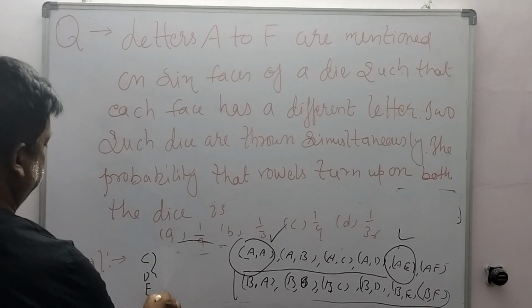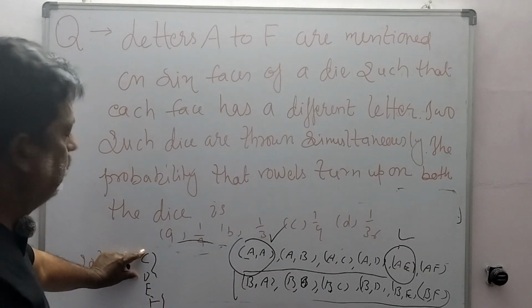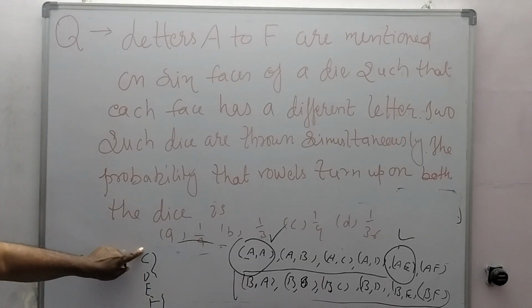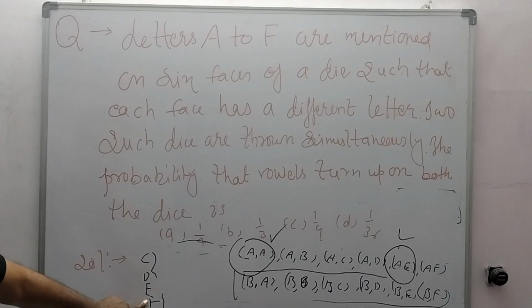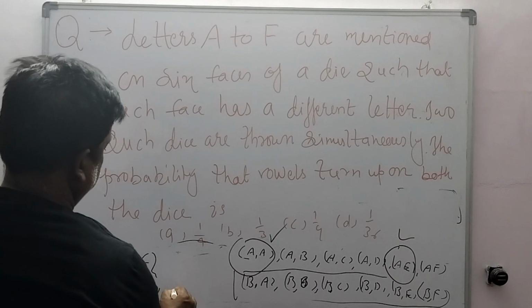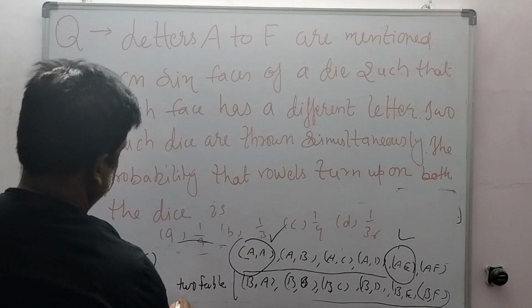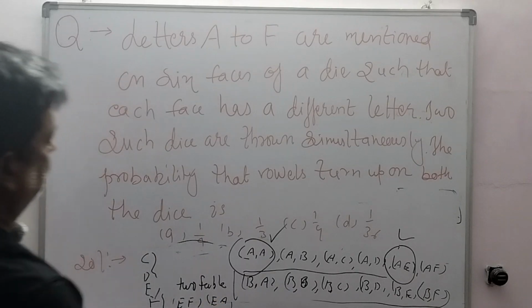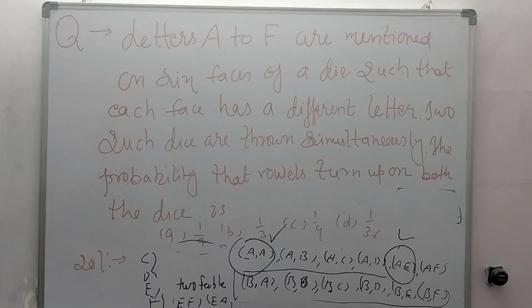So C, D, F have no favorable case, because if C comes first, both faces would need to be vowels. So in this condition, if C comes first, we are not getting any favorable case. We are not getting a favorable case for F either. Only for E, two favorable cases are available: EE and EA. So total favorable: 1, 2, 3, 4. Only 4 outcomes are favorable.